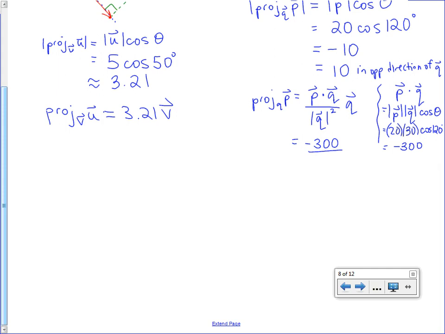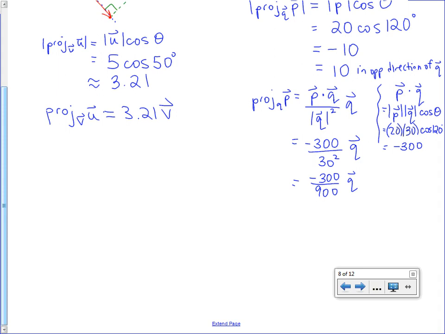So the magnitude of Q squared is not just the magnitude of Q. It's 30 squared. And then just leave vector Q next to it, because the goal is your answer is a scalar multiple of that vector Q. What's negative 300? Another way of saying 30 squared is just 30 times 30. 3 times 3 is 9, and then put 2 zeros.